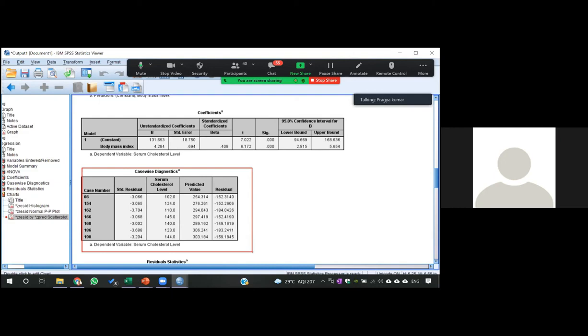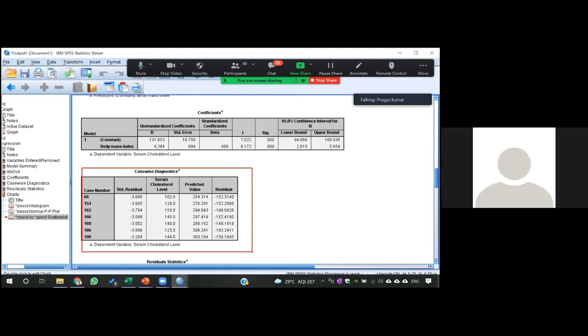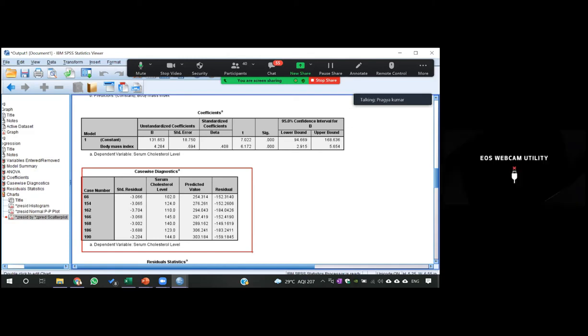What are the various columns of this case-wise diagnostic showing? Yes, ma'am. Basically, the case number is showing the number. You can explain with one, like you can explain with case number 154.